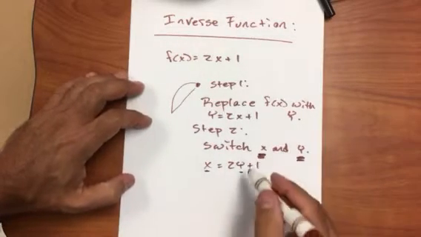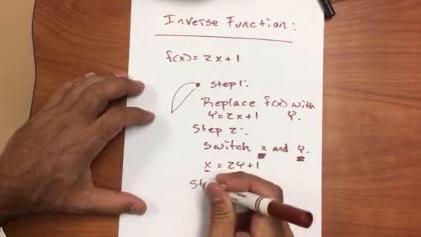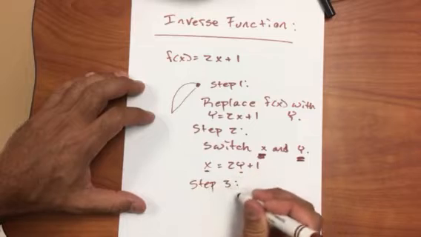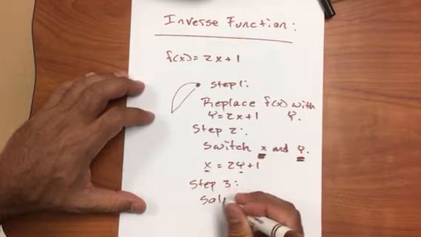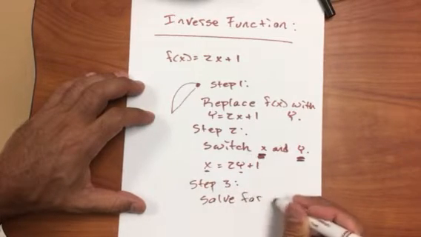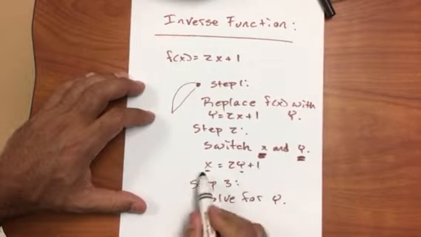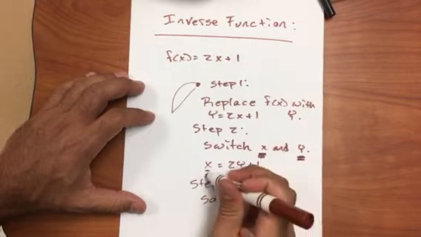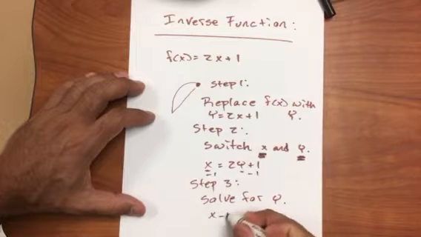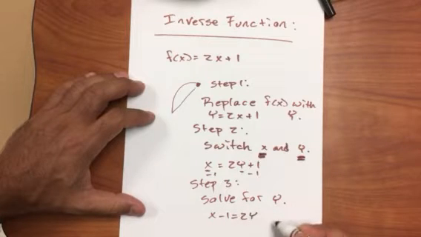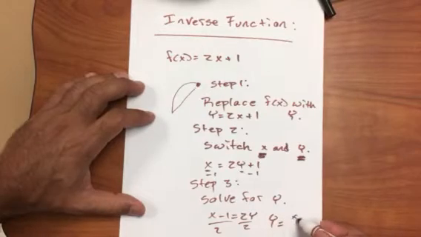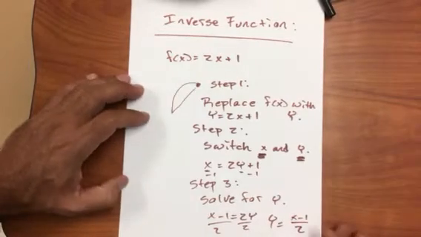So we're going to solve for y now, and that's going to be step 3. Solve for y. On this one I'm going to subtract 1. So I have x minus 1 equals 2y, and then I'm going to divide by 2. So I have y equals x minus 1 over 2.